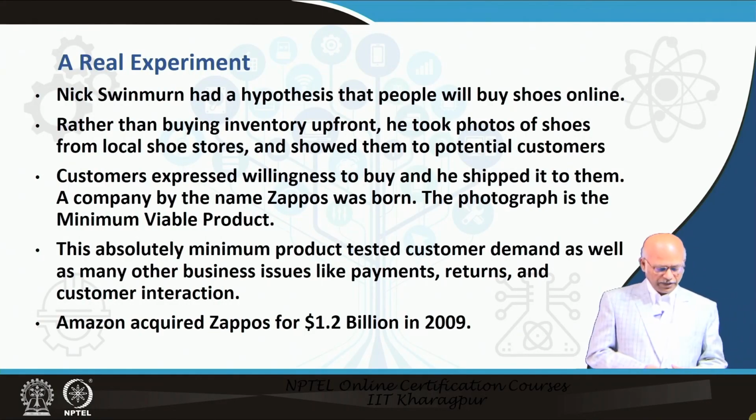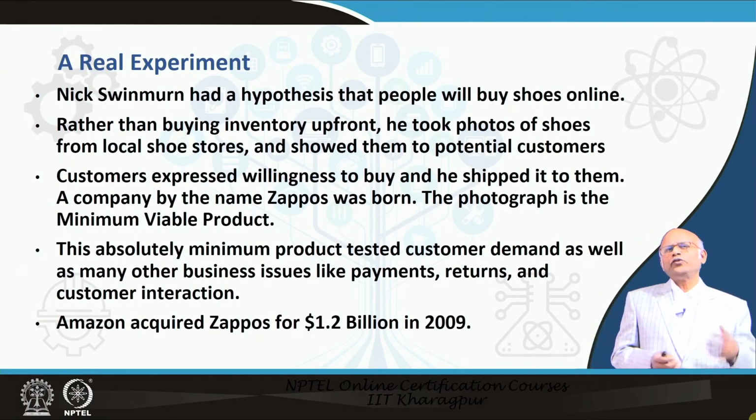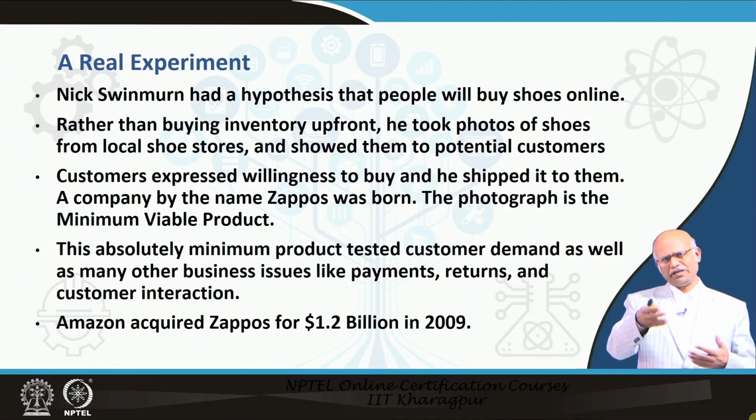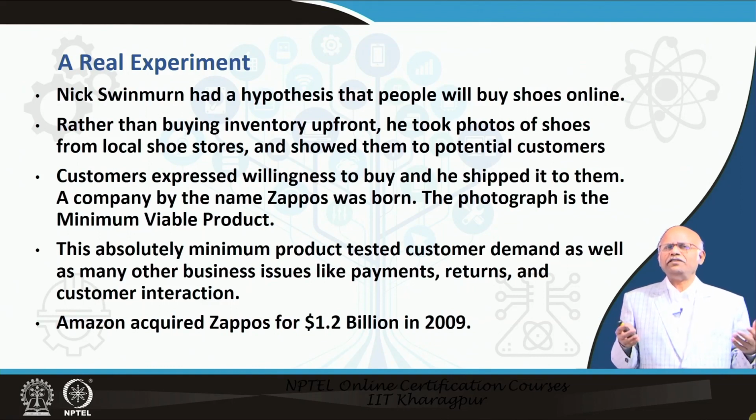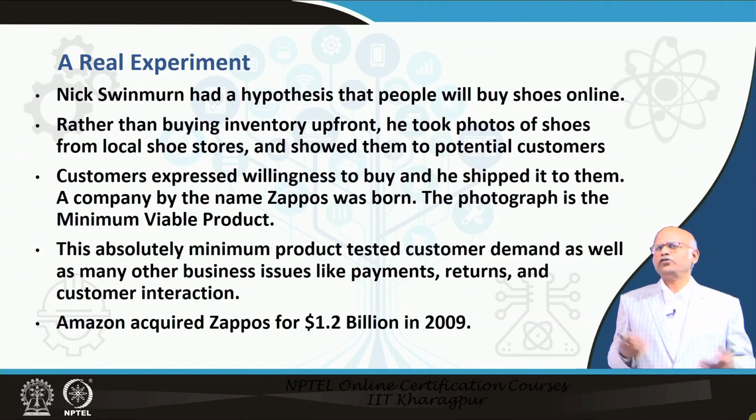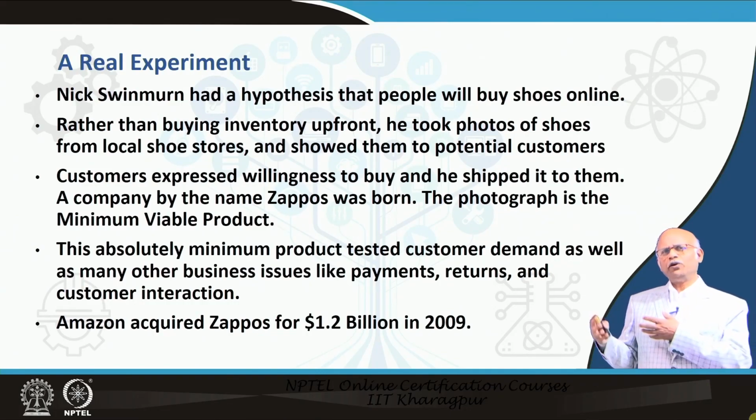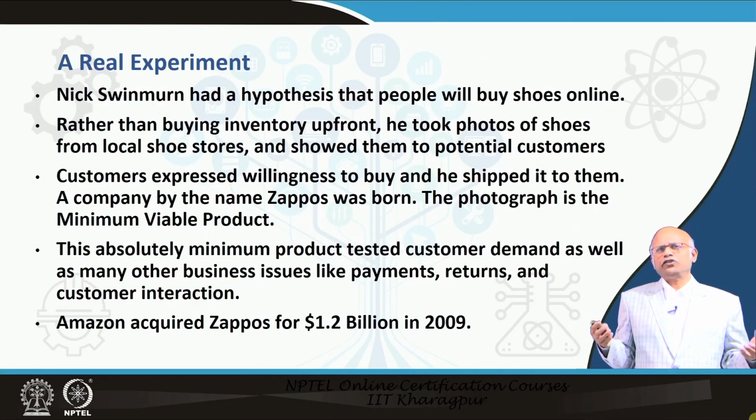Now, I will just conclude by giving this example. Nick Swinmurn of Zappos was from a very ordinary family. They did not have a business background. So, a lot can be learned from this. I have some references given there. If you read the whole story, it will be highly revealing on motivation about starting a startup. He had a hypothesis that people will buy shoes online, just a hypothesis. Rather than buying inventory upfront, he took photos of shoes from local shoe stores, malls and exhibitions, and showed them to potential customers.